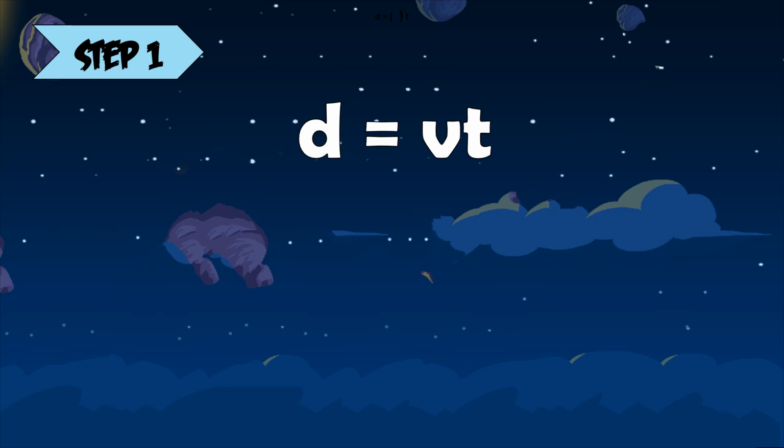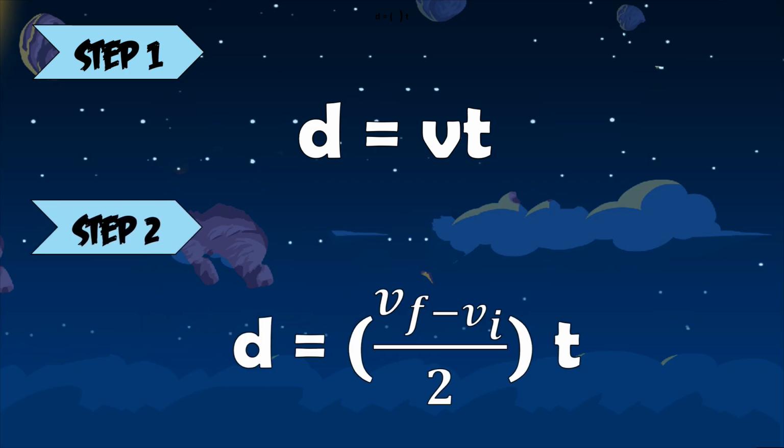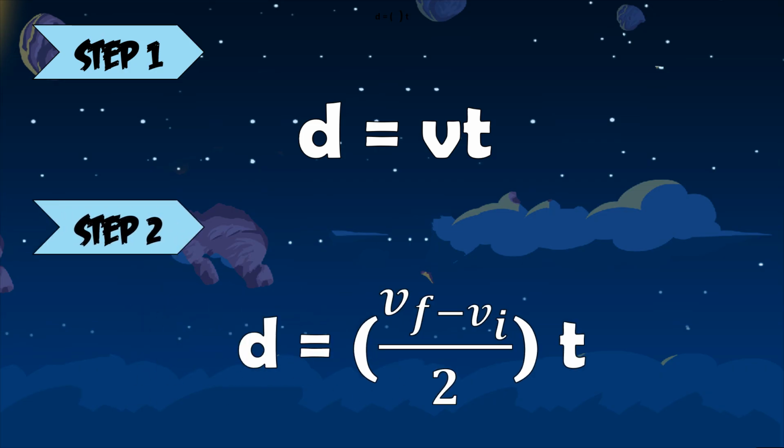If we want to know how displacement changes with time when an object is in uniformly accelerated motion, we are going to derive from the formula of velocity, which is displacement is equal to velocity times time. Second step, if the problem has an average velocity, we can substitute the average velocity formula to velocity. So displacement now is equal to final velocity minus initial velocity all over 2 times time.